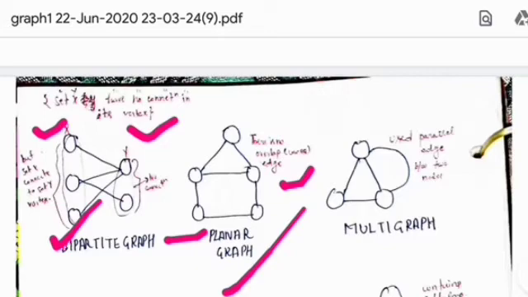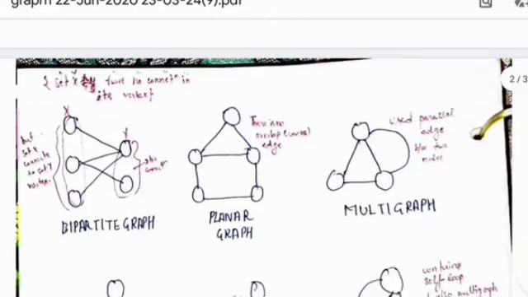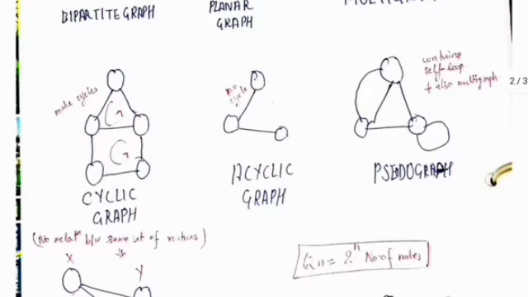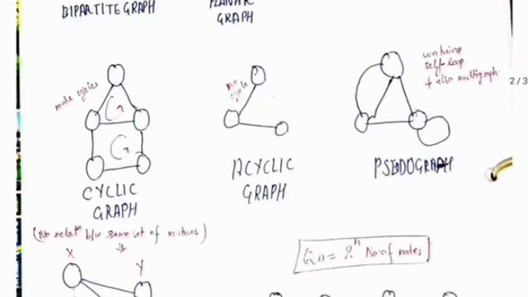Next is your multigraph. A multigraph uses parallel edges between two nodes, then it is called a multigraph. Now come to the next graph, that is your cyclic graph. A cyclic graph is a graph which makes a cycle, meaning the starting and ending node is the same, that is called your cyclic graph. Next is your acyclic graph. An acyclic graph is defined as one which has no cycles.